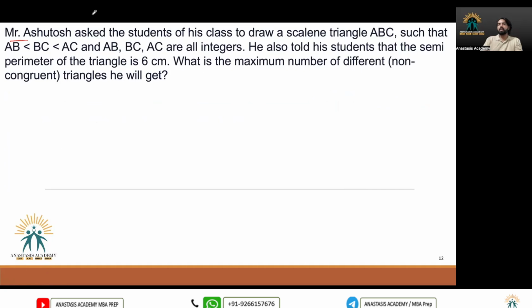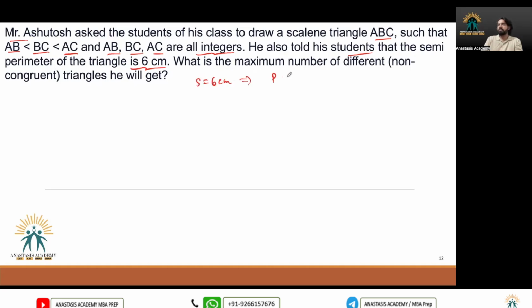Mr. Ashutosh asked the students of his class to draw a scalene triangle ABC such that AB is less than BC, BC is less than AC, and AB, BC, AC are all integers. He also told his students that the semi-perimeter of the triangle is 6. It is given that the semi-perimeter of the triangle is 6 centimeter.